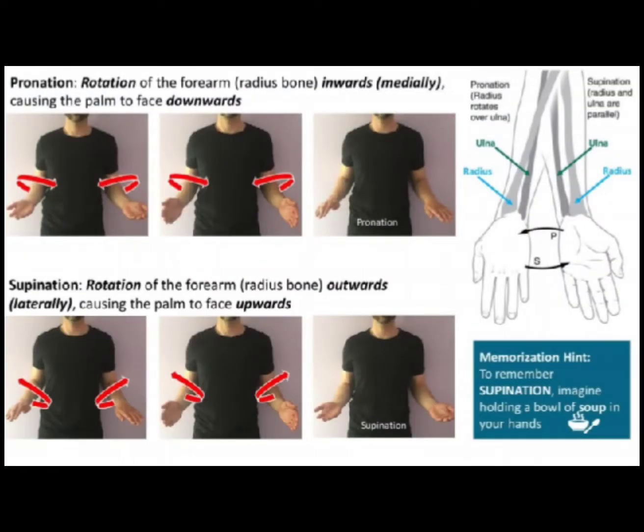In addition, in the anatomical movement of the human body, there are pronation and supination. Pronation is a rotation of the forearm inwards, causing the palm to face downwards, while supination is a rotation of the forearm outwards, causing the palm to face upwards. Remember supination: imagine holding a bowl of soup in your hand.